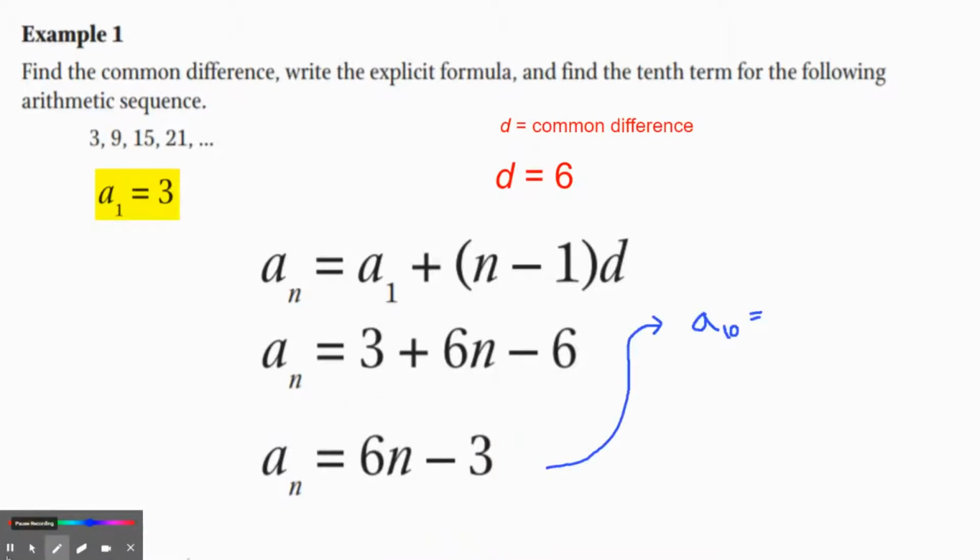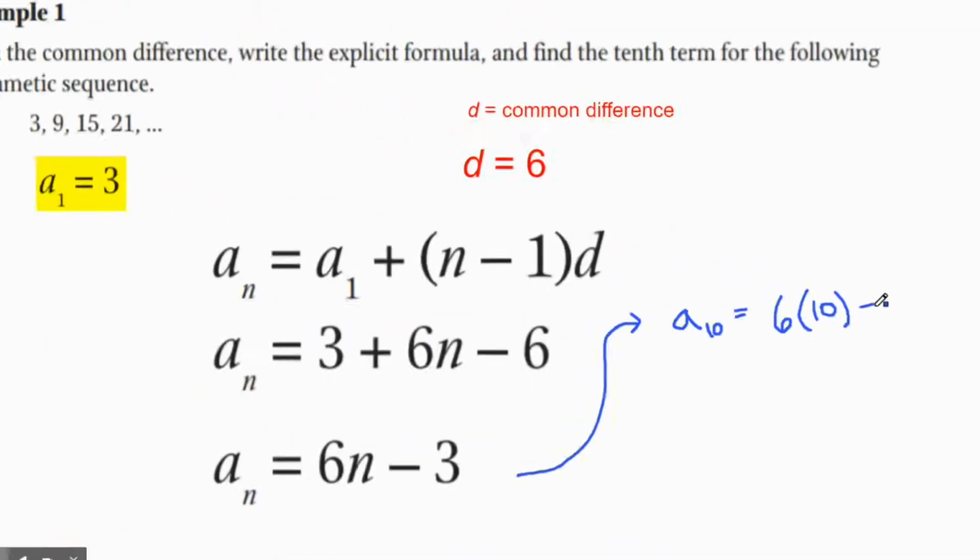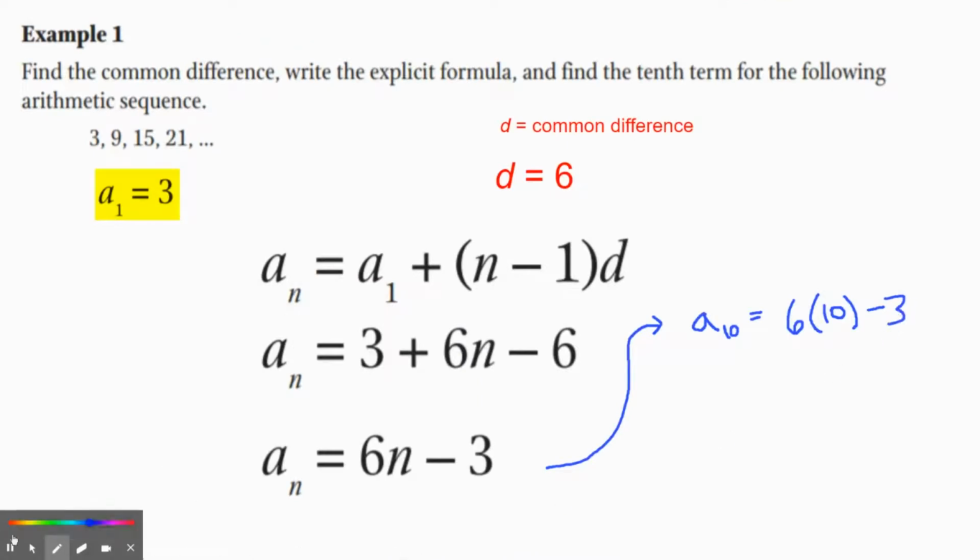Notice when I want to find the 10th term, I now make the formula a sub 10 is equal to 6, and instead of n, I'm going to write 10 because I want the 10th term, minus 3. And the 10th term is 57.